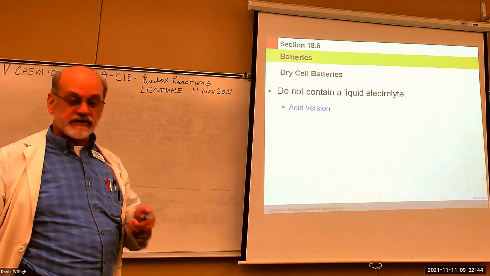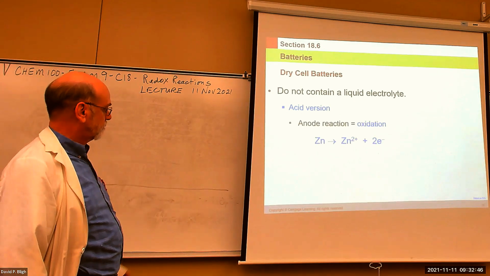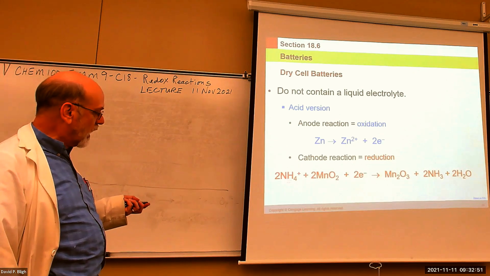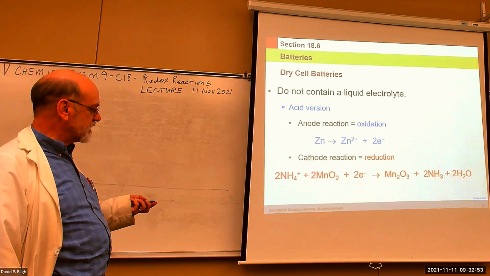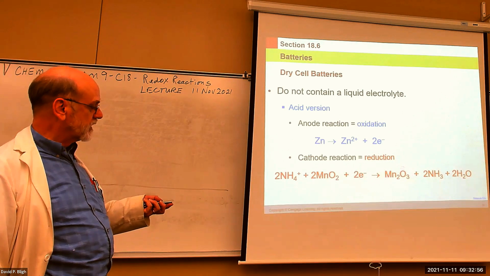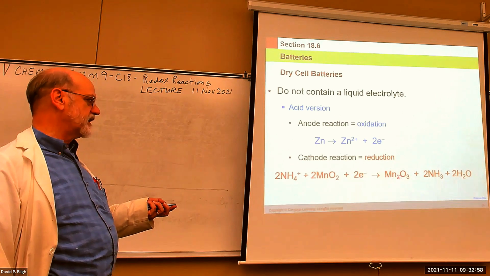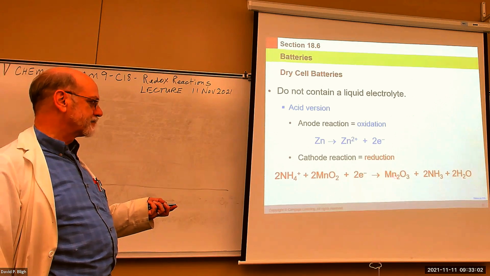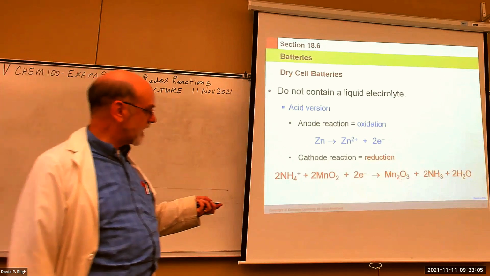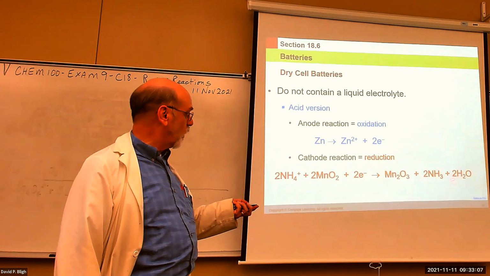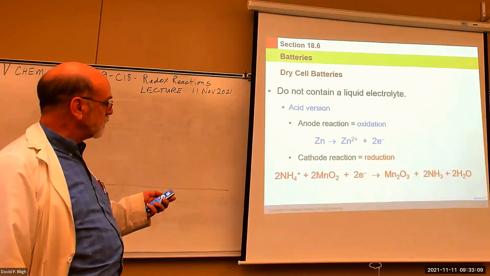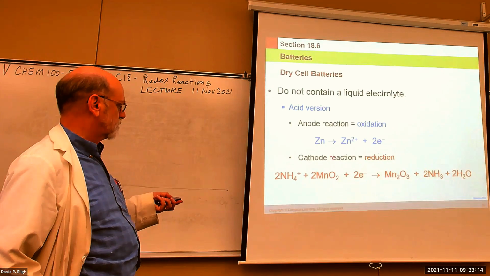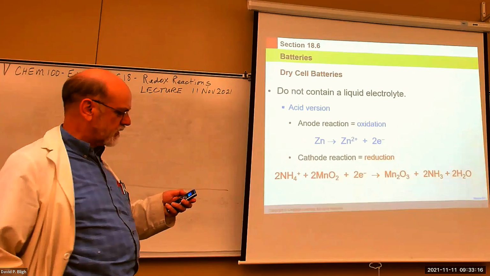Some are acid versions and some are basic versions. Here's an example, right, where we have ammonium, the manganese dioxide, and it produces manganese 3 oxide, ammonia, and water. So that would be a complete reaction, well, this is the half reaction. The zinc and this one together.